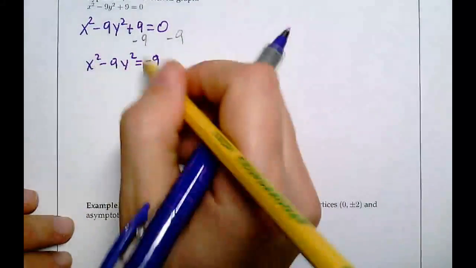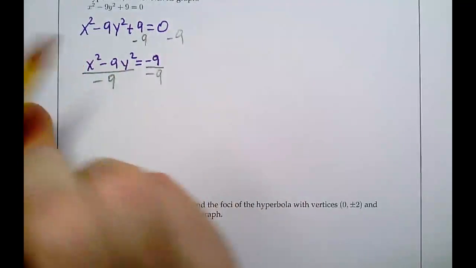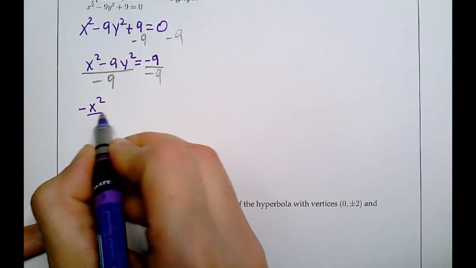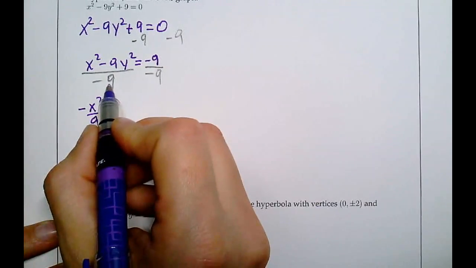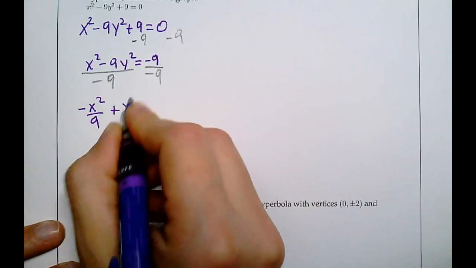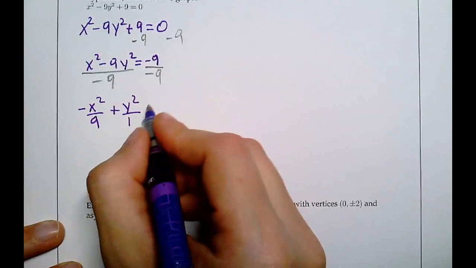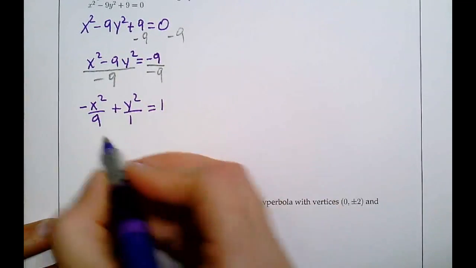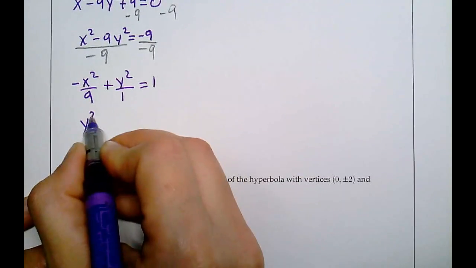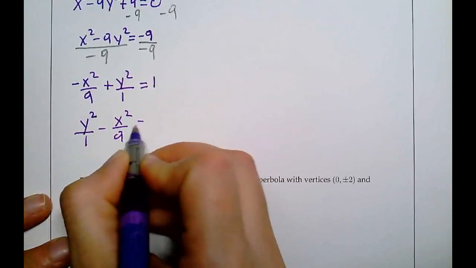So how do I make -9 a 1? I'm going to divide by -9 on both sides. So I'm going to get negative x squared over 9, because it's x squared divided by -9. And then -9 divided by -9 is going to give me positive y squared over 1, because 9 divided by 9 is 1, equals 1. So notice now that I have y squared over 1 minus x squared over 9 equals 1.